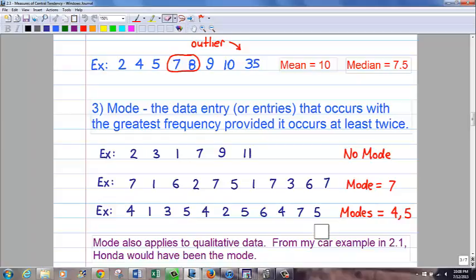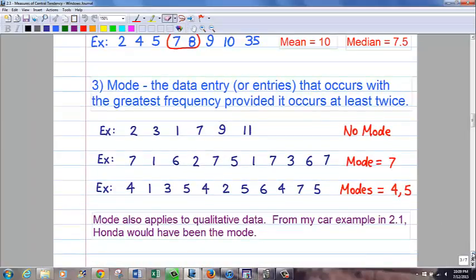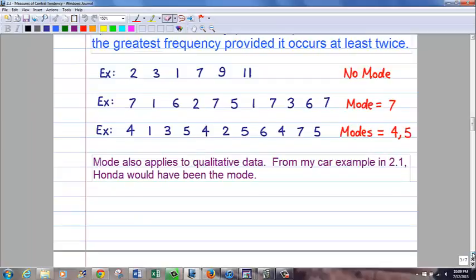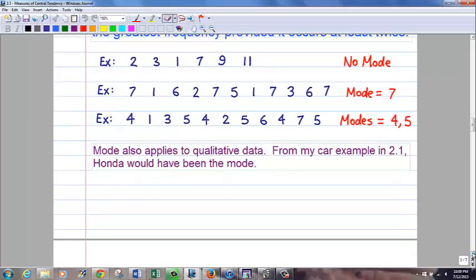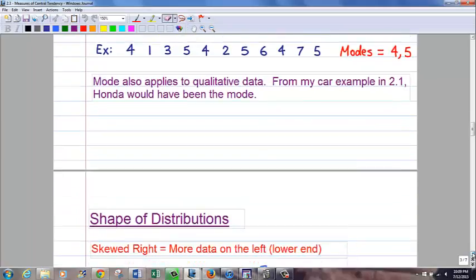Now, mode is the only one of these three measures, mean, median, and mode, that applies to qualitative data. In other words, you can have qualitative data as your mode. It does not have to be numerical data. That would not be true for mean and median. Mean, you can't, like for that car example, you couldn't exactly average the number of cars you prefer, that sort of thing.